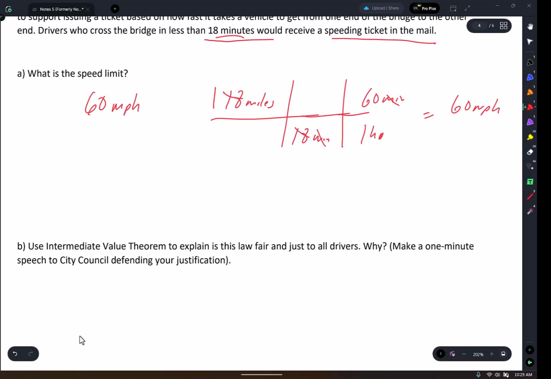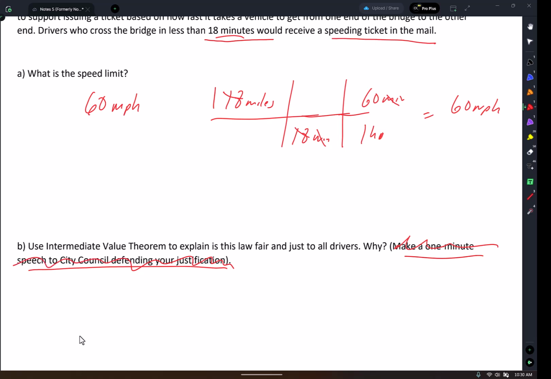Use the Intermediate Value Theorem to explain, is this law fair and just to all drivers? Why? And then I put make a 1-minute speech, but you know what? We're taking pictures, so we're not going to do that, because the pictures are going to take away the time that we would have used for this.